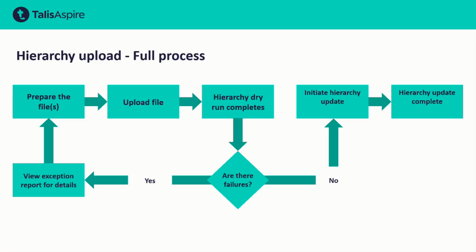The idea being that we want to give you peace of mind before you actually click to initiate the hierarchy update, that it's not going to cause you any problems. So once you review your results to see if there have been failures, if you have, rinse and repeat: prepare the file again, upload the file again, do the dry run again, and if there are failures, look at the exception report. If there are no failures though, we'll move on to the next step, which is to initiate the hierarchy update.